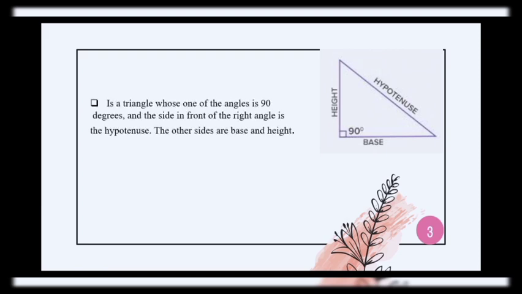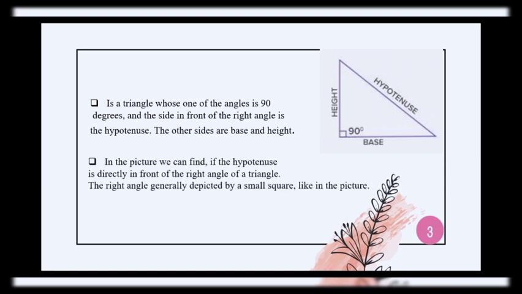A right triangle is a triangle in which one of the angles is 90 degrees, and the side in front of the right angle is the hypotenuse. The other sides are base and height. In the picture, we can see that the hypotenuse is directly in front of the right angle of the triangle. The right angle is generally depicted by a small square like in the picture.